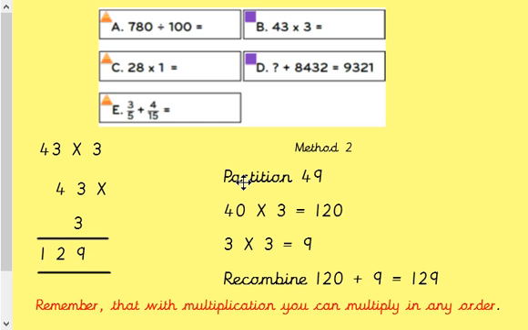Second method, I would be partitioning. As you all know, I do enjoy partitioning. I would take the 43 and partition it into 40 and 3. And then I would multiply both sides by 3. So 40 times 3 would be 120. And then 3 times 3 would be 9. 120 plus 9 then would be 129.